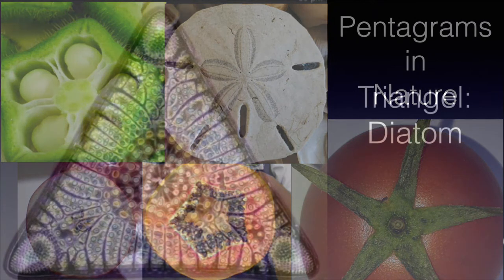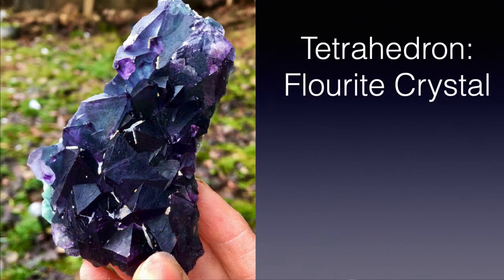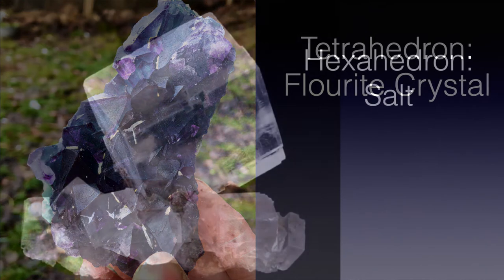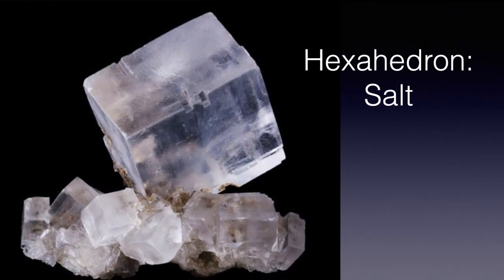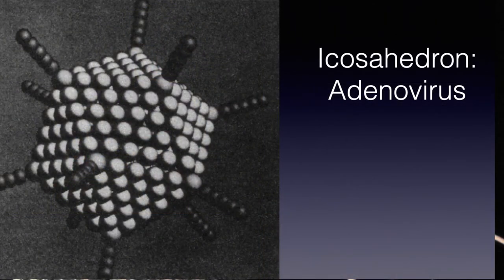And this is a perfect equilateral triangle, and this is a diatom, which is a one-celled microorganism you find in the ocean. The tetrahedron, that's found in a fluorite crystal. And here's a salt crystal. We talked about that, the hexahedron. And here's a beautiful dodecahedron in pyrite. And also pyrite has the octahedron as well. And here's an adenovirus, and there's that icosahedron. It's 20 sided. So we have all these sacred geometrical forms manifesting itself in nature.